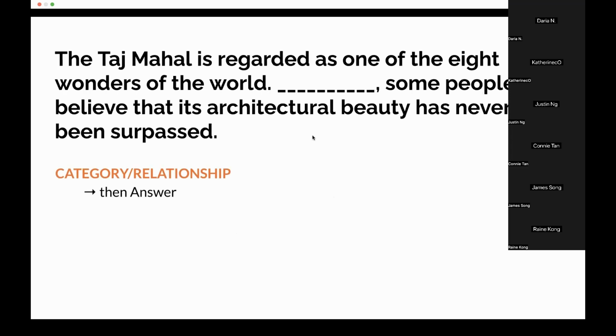All right, last one. And then we'll look at some from the test. The Taj Mahal is regarded as one of the 8 wonders of the world. Some people believe that its architectural beauty has never been surpassed. What's the relationship here? Yeah, perfect. Anyone else? Continua, cause and effect, or contrast? Yeah, this is a continua.